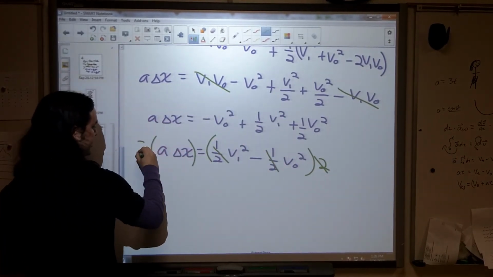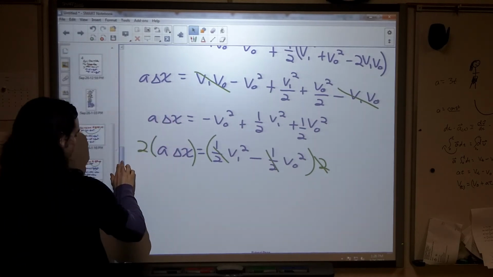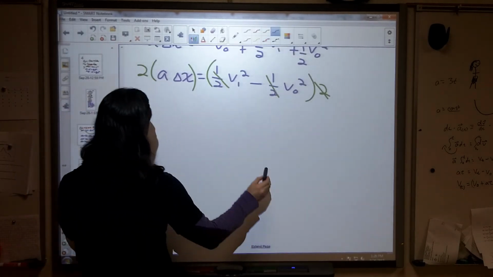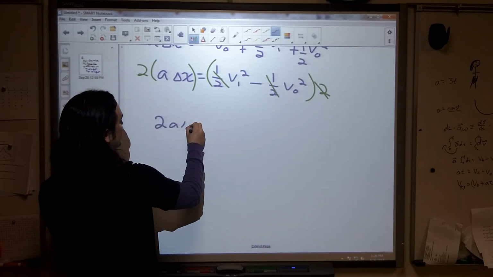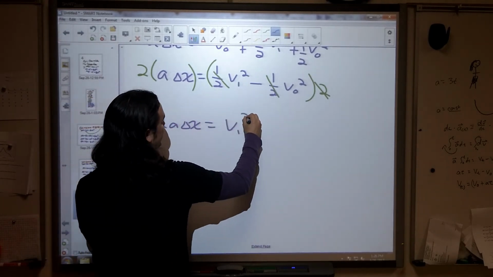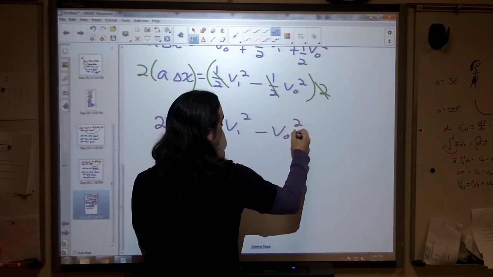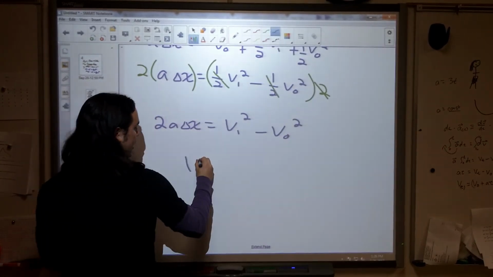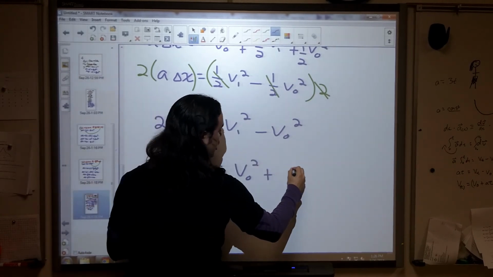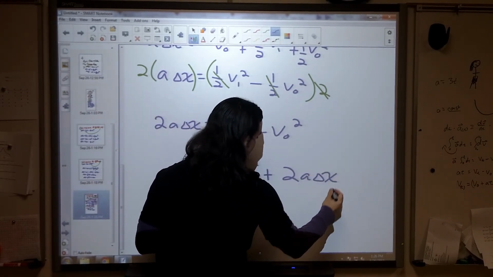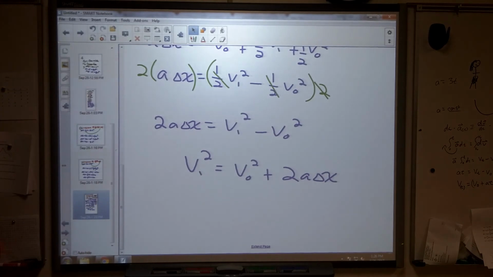I'm going to multiply both sides by 2, and we end up with the following. So I was doing everything fine. It's just a wall of math. We have 2a delta x equals v final squared minus v initial squared. I add this over, and we get the following. v final squared equals v initial squared plus 2a delta x. Turns out I was right all along. I just allowed myself to get confused. We end up with the very last of the equations.